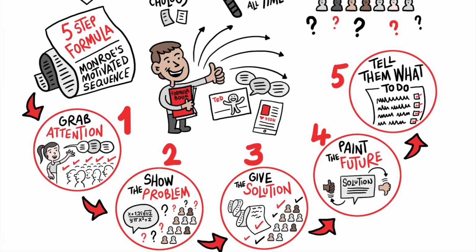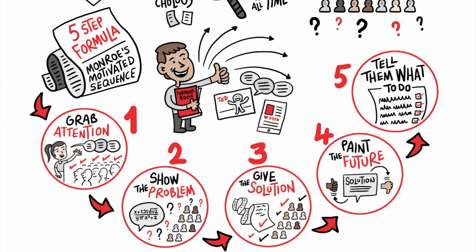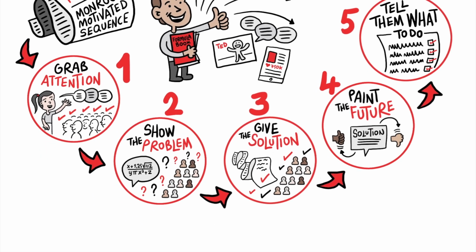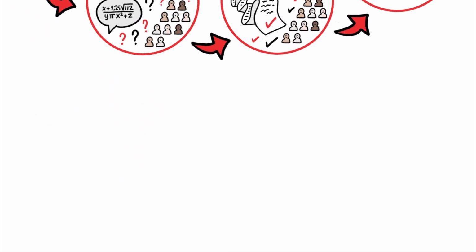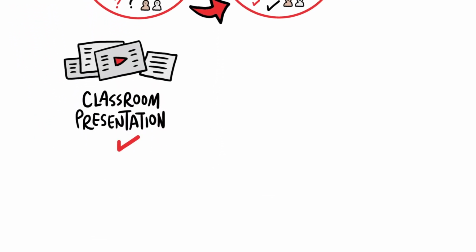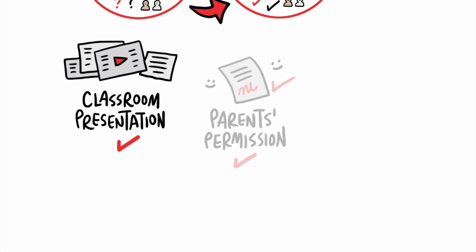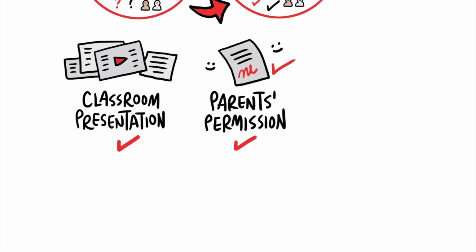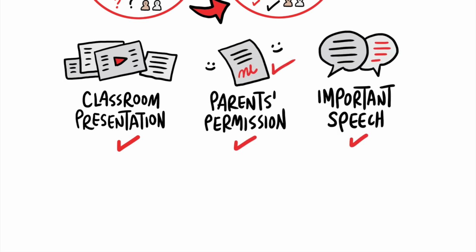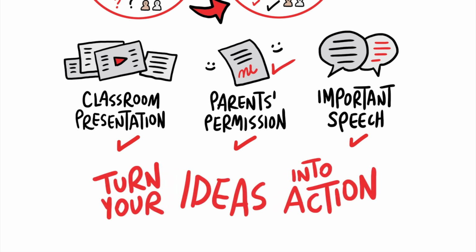Delivering your speech in this order works because it follows exactly how we naturally process information and decide what to do. Whether you're nailing a classroom presentation, persuading your parents to increase your allowance, or speaking up about something that matters to you, this structure helps turn your ideas into action.